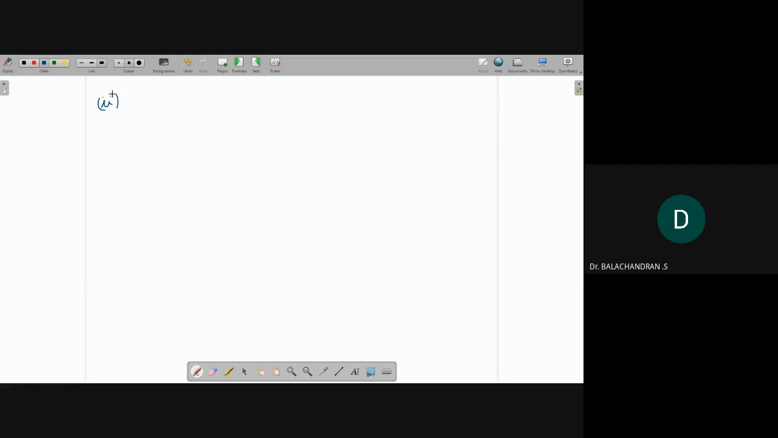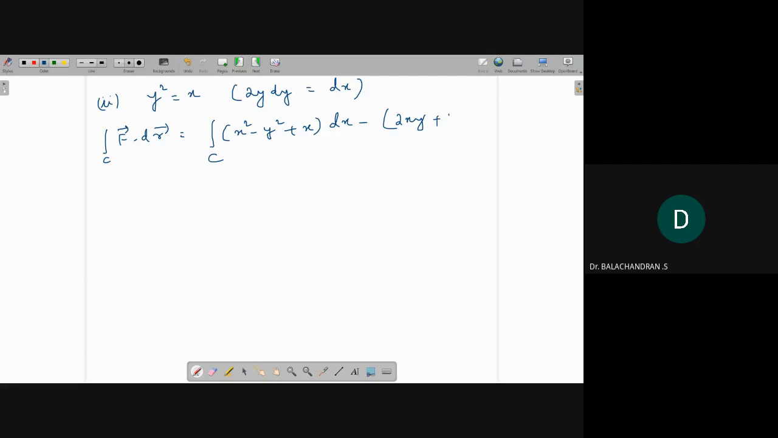Subdivision 2, y square equal to x. So here 2y dy, 2y dy equal to dx. So now I need to calculate the work done by the force, that is integral over C f vector dot dr vector, which is equal to integral over C of x square minus y square plus x into dx minus 2xy plus y into dy.